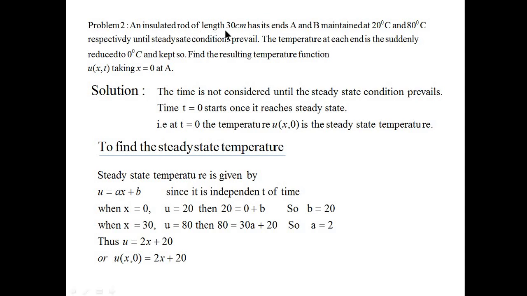An insulated rod of length 30 cm has its ends A and B maintained at 20 degrees and 80 degrees respectively. Now at present A and B are maintained at 20 degrees and 30 degrees respectively until steady state conditions prevail. That is, it is a condition where the temperature does not depend on time. Now after it reaches steady state condition, the temperature at each end is suddenly reduced to 0 degrees Celsius.